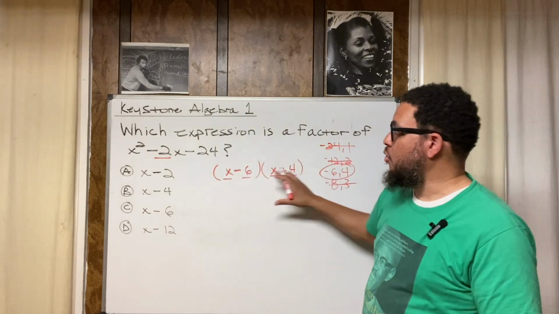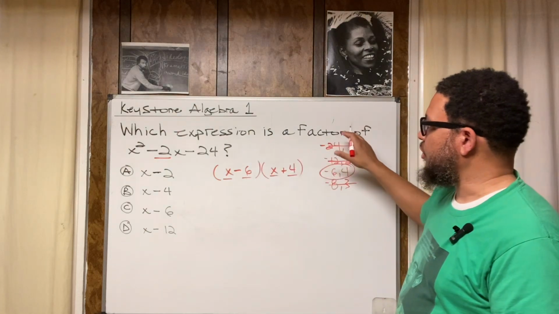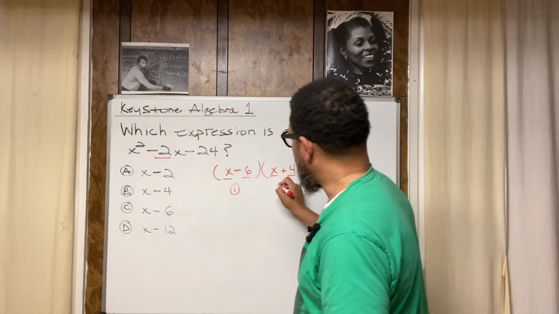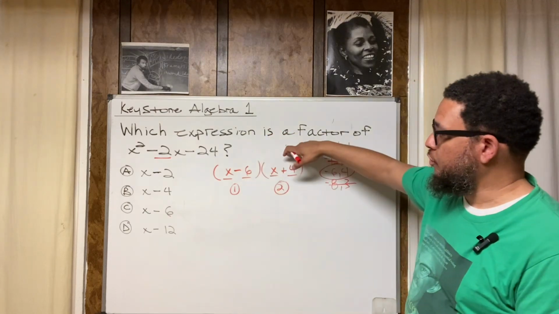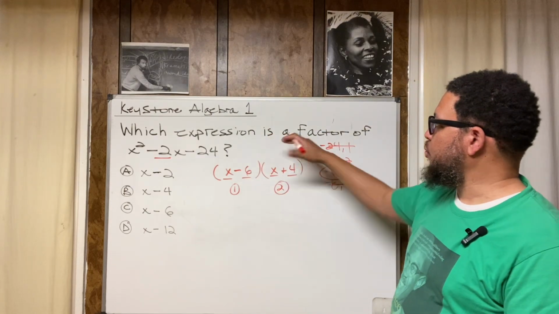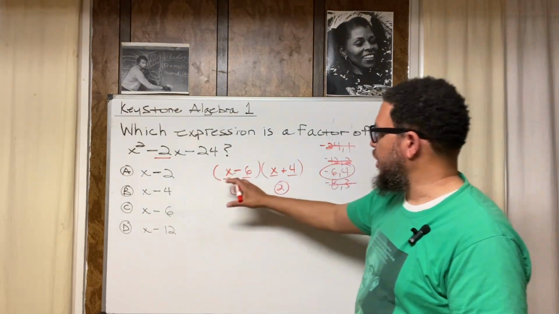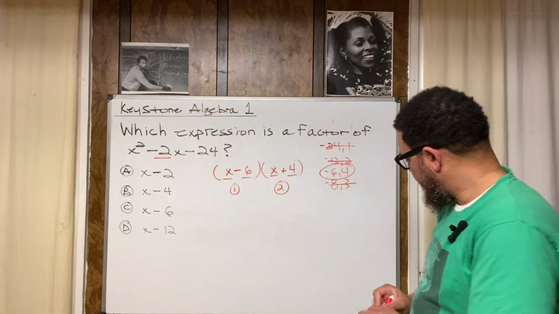That's the factored form of this, I should say, not the final answer, because the question is which expression is a factor of. Now, this is one factor, and this is another factor. X minus 6 is one of your factors, x plus 4 is your other factor. So if it says which expression is a factor, you're looking for the answer choice that is one of these two.